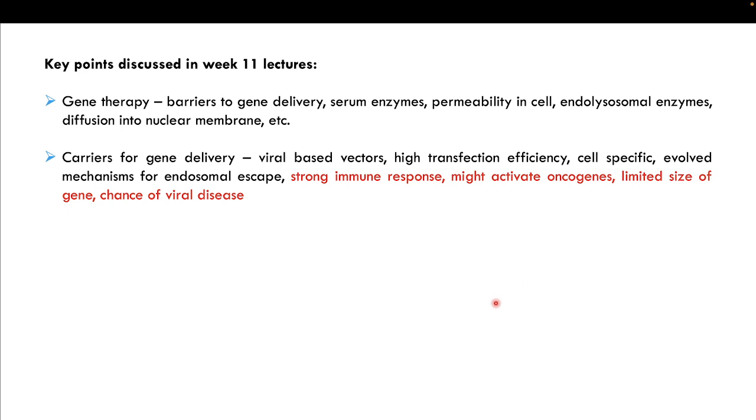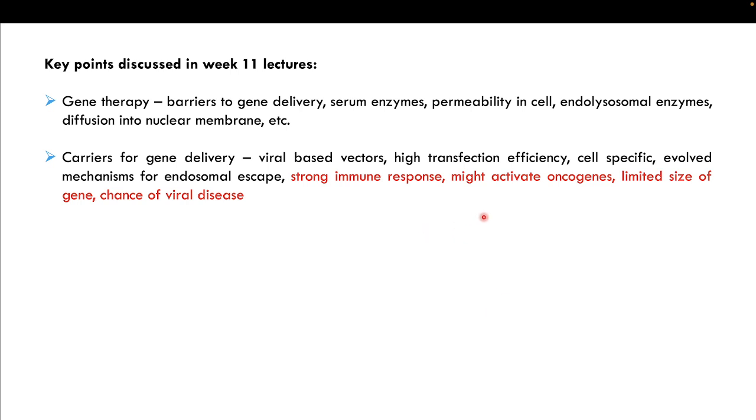Talking about the disadvantages, first of all, it will have a very strong immune response. Even though you have deleted the genes which are responsible for causing the disease, the virus is still pretty much alive, and it's a foreign material for the patient's body, for the human body. So your immunity is going to be very strong against this virus, so it will try eliminating the virus.